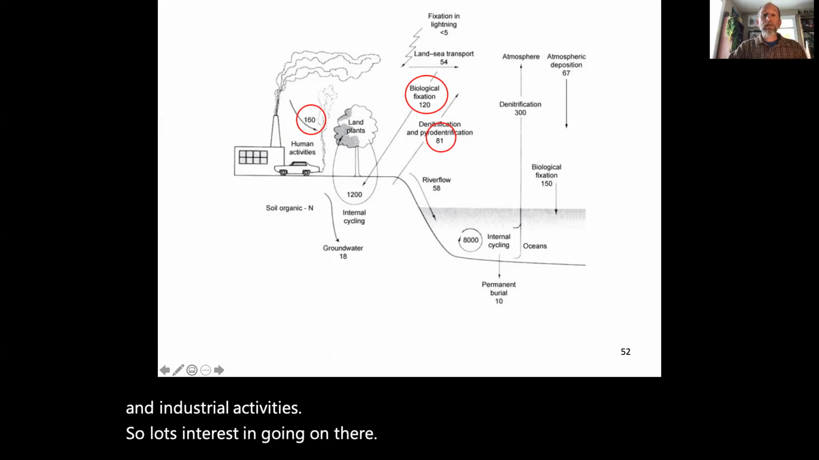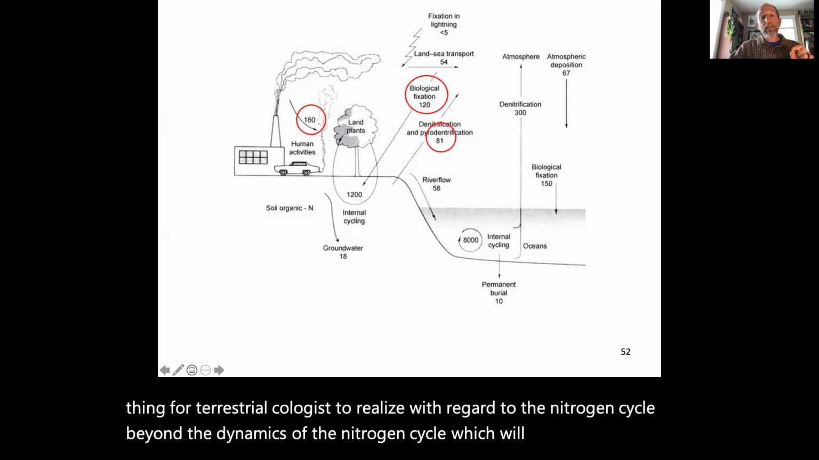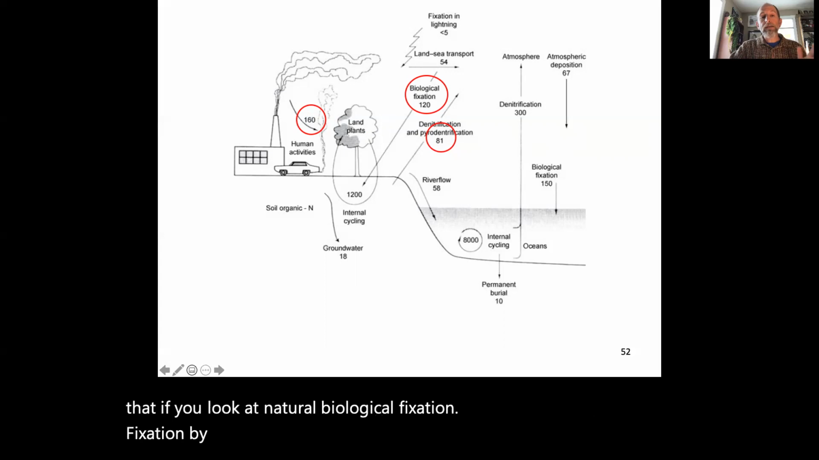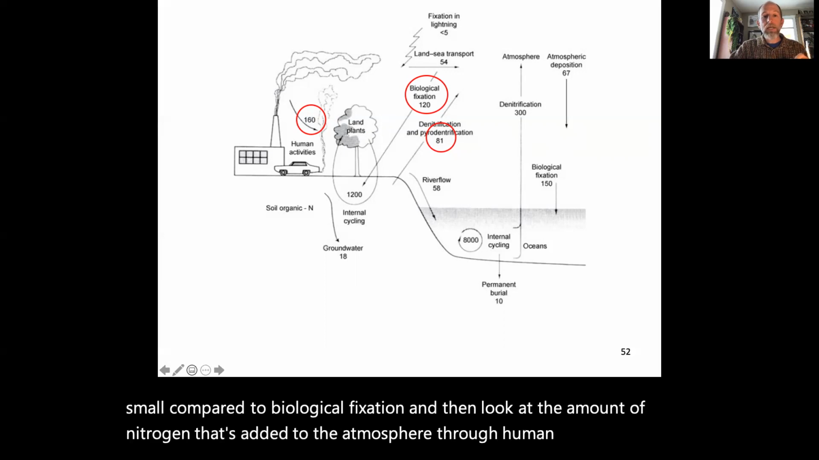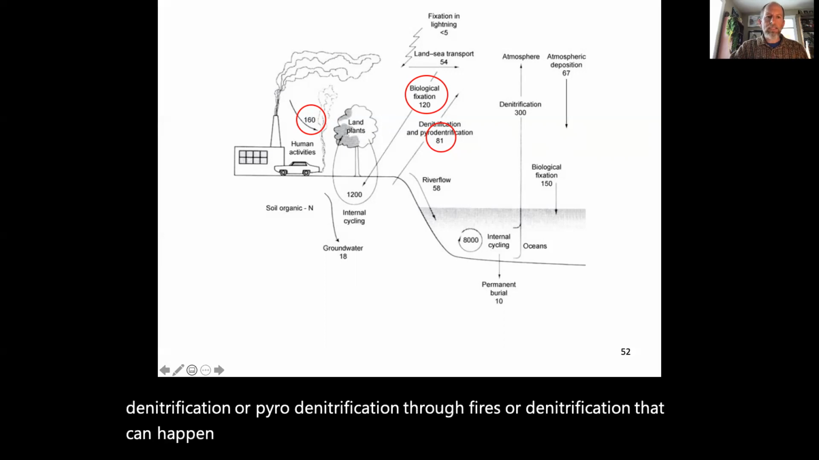Point out a couple things here. The first, probably the most important thing for terrestrial ecologists to realize with regard to the nitrogen cycle, beyond the dynamics of the nitrogen cycle, which we'll talk about later, is that if you look at natural biological fixation, fixation by lightning can occur, but you can see the values here are relatively small compared to biological fixation. And then look at the amount of nitrogen that's added to the atmosphere through human activities or denitrification or pyrodenitrification through fires, or denitrification that can happen from human activities.